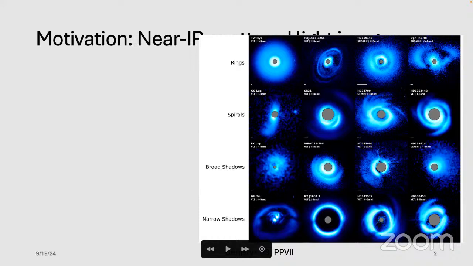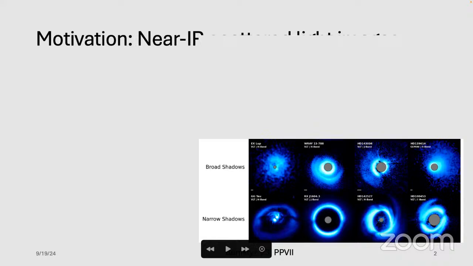And additionally, in some cases there are shadows. We have broad shadows and narrow shadows. The broad shadows can be very wide, and they are one-sided. Namely, half of the disk is inside the shadow, and the other half is out of the shadow. The narrow shadows are quite narrow, and they come in pairs, basically separated by 180 degrees. When you see a shadow, there must be something blocking the light.